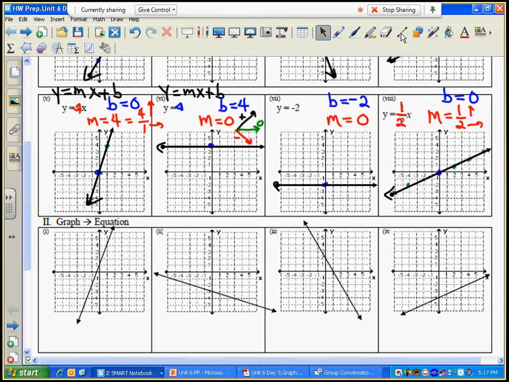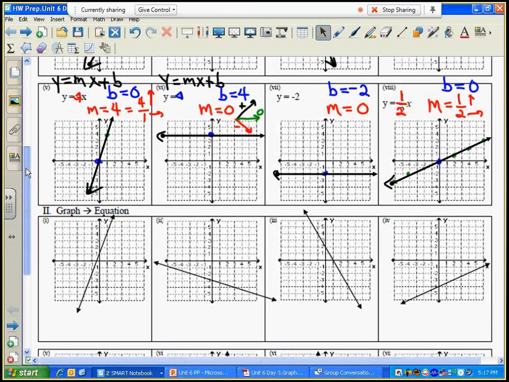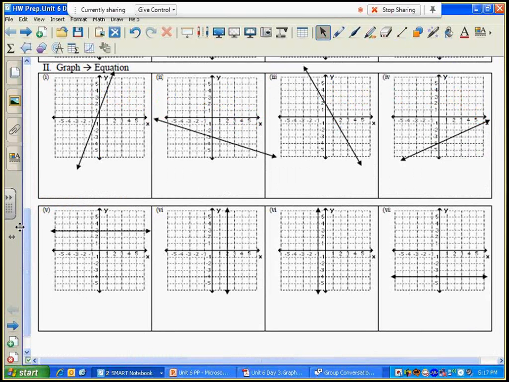Okay. All right, Roman numeral 2. Let's go the opposite direction. Here we want to start with a graph and eventually write the equation in slope-intercept form. Okay, so remember, for the slope-intercept, we need the slope and we need the y-intercept. The y-intercept is usually the easiest thing to find. You're just going to look to see where this graph is going to cross the y-axis. So right here, we can go ahead and see that b is equal to 1.